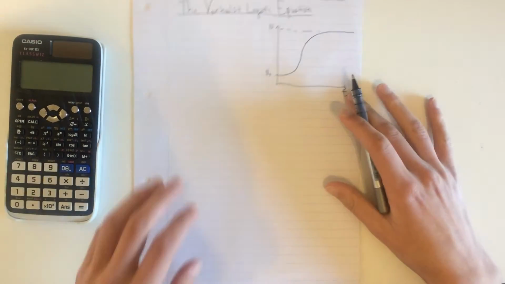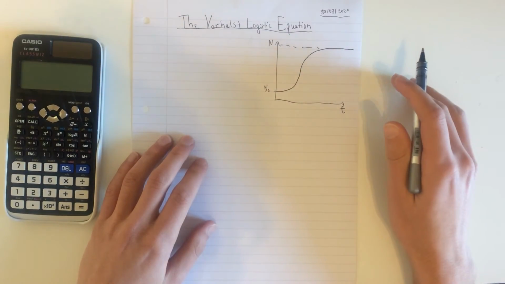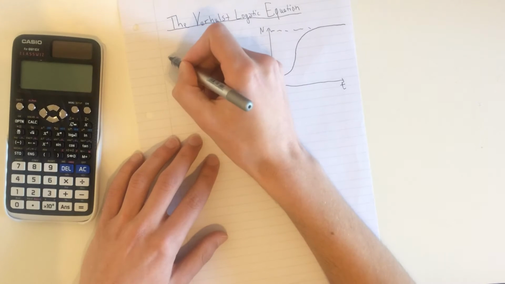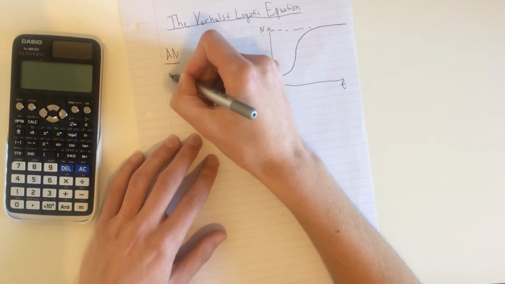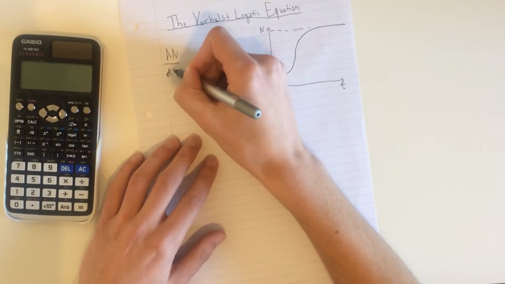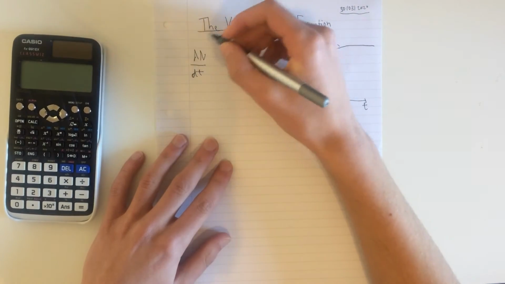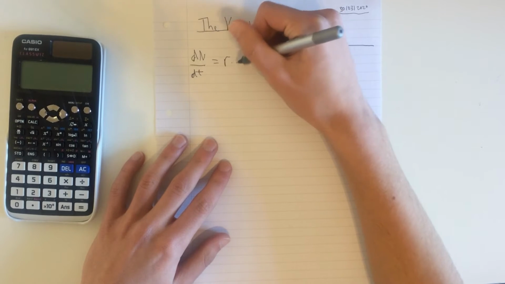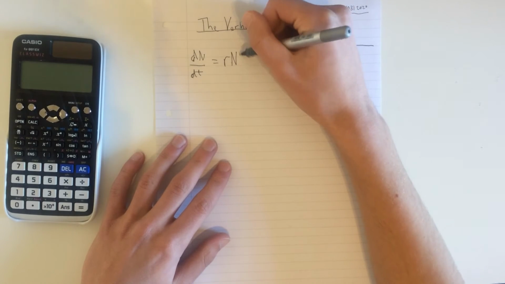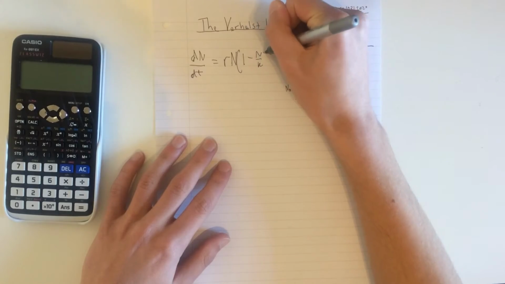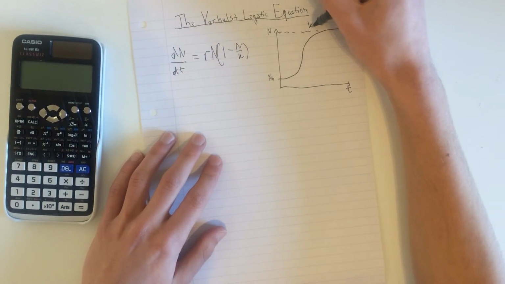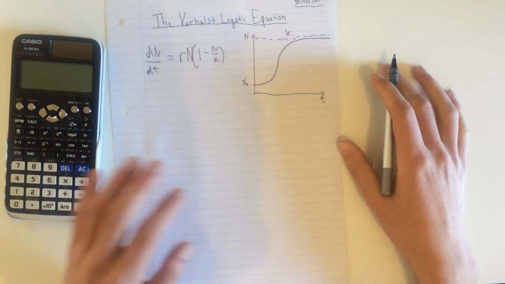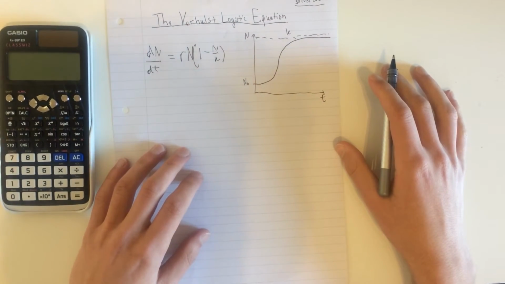And so this can be described as follows. We can say that the rate of change in growth, dn over dt, because we measure it against time, is equal to r, which is the rate, times n, times 1 minus n over k. And what is k? K is this line over here, so k is essentially the capacity of this population.